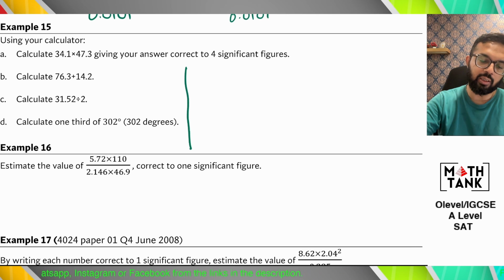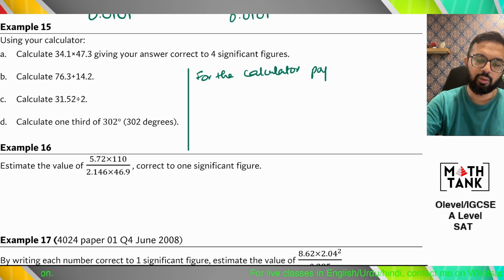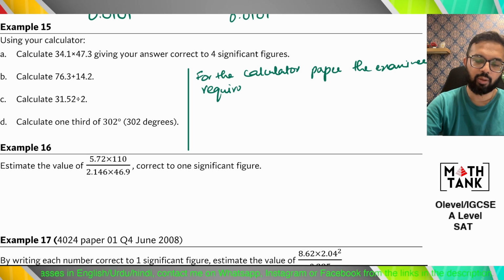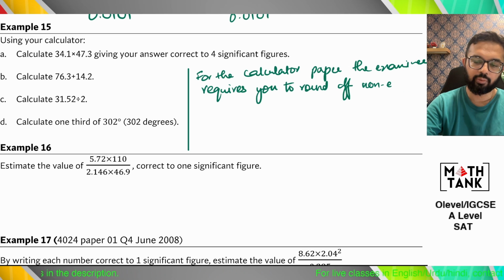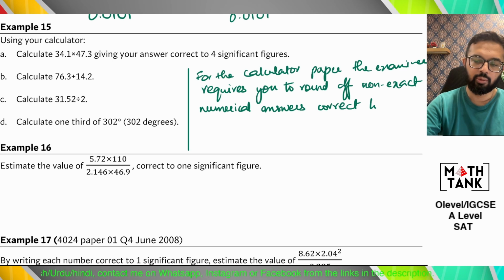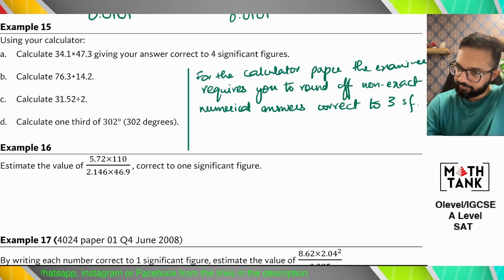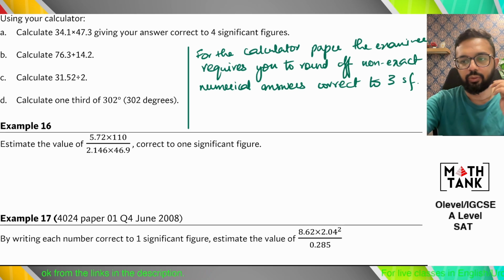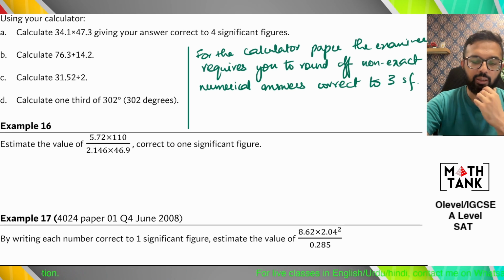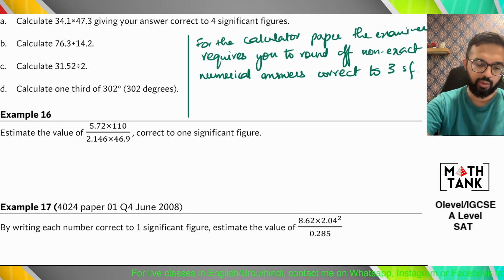Okay, what I want to mention here is that for the calculator part of the exam, for the calculator paper, the examiner requires you to round off non-exact numerical answers correct to three significant figures. Okay, so make sure that you remember that whenever you're calculating with the calculator, that's what you have to remember.